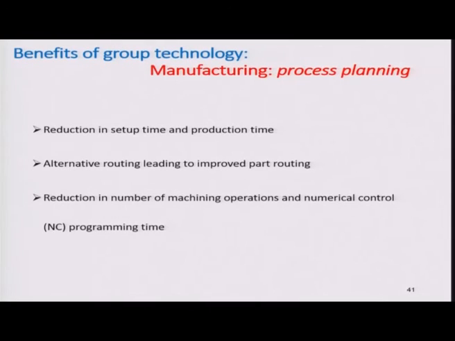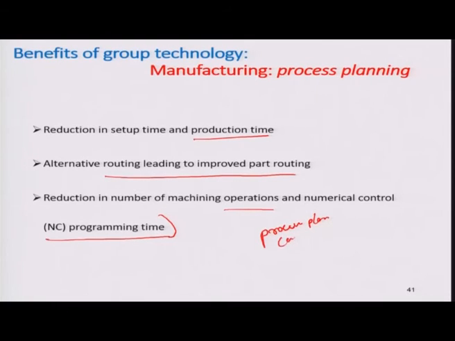There are other benefits in manufacturing process planning. There is a reduction in setup time and production time, alternative routing leading to improved part routing, and reduction in the number of machine operations and numerical control programming time. So, using group technology, process planning can be done.